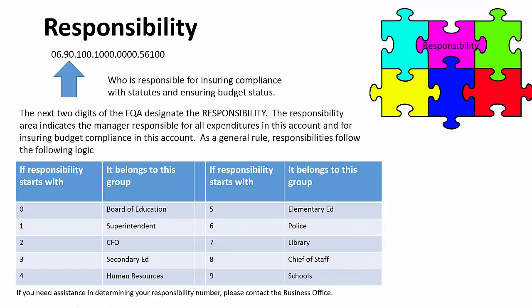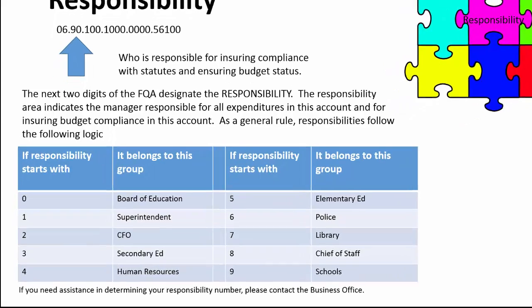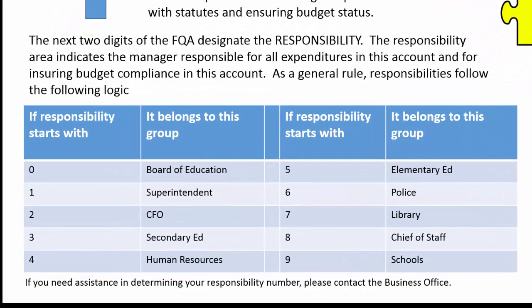The next section of the account number is the responsibility. Responsibility tells us who is responsible for ensuring compliance with statutes and ensuring budget status. As a general rule, responsibility codes follow the following logic. If your responsibility code starts with 0, you report directly to the Board of Education. If your responsibility code starts with 1, for example 10, 11, 12, etc., you would be reporting to the superintendent.